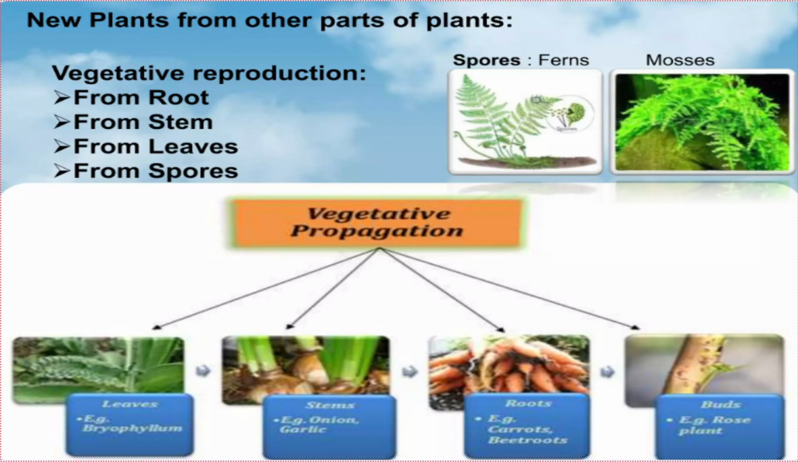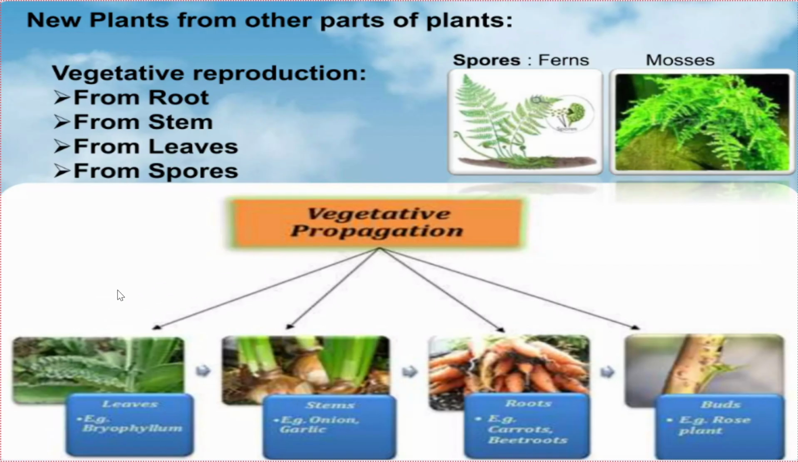New plants from other parts of the plant. Vegetative reproduction or vegetative propagation is the process of growing plants from different parts of a plant without using the seeds. So there are basically three ways. This is not such a complicated way, but we will understand that also.